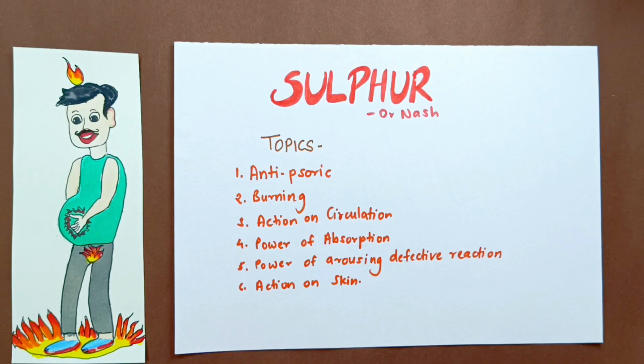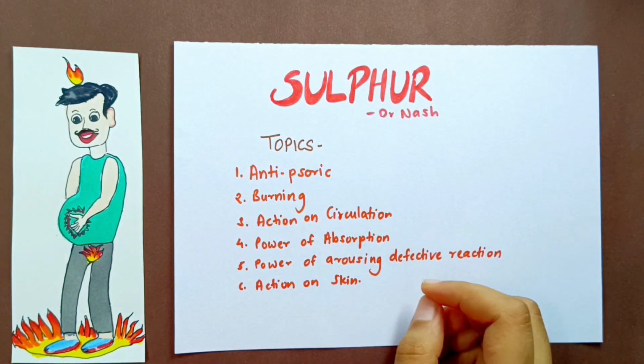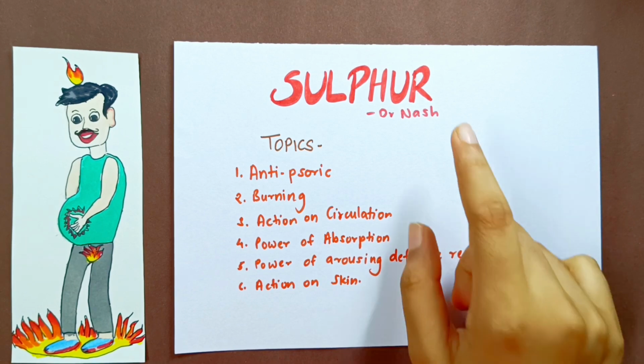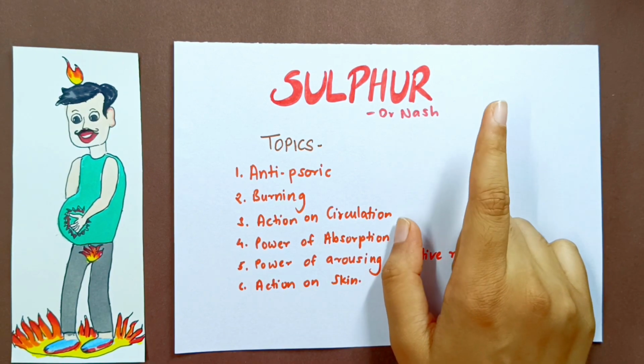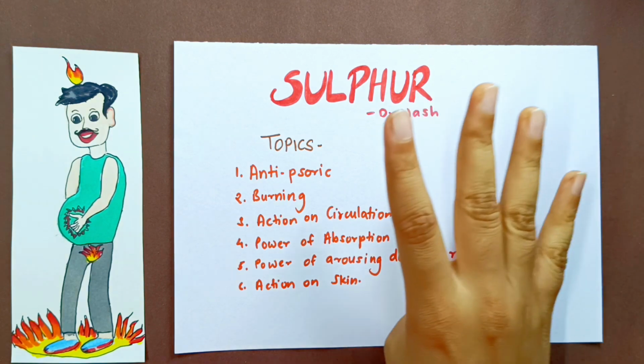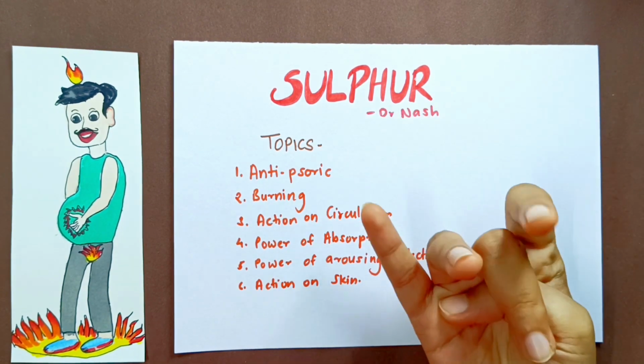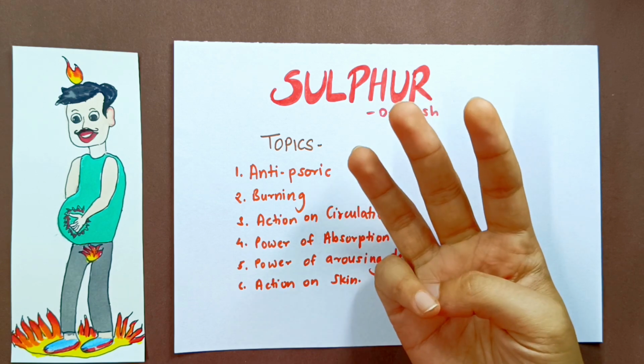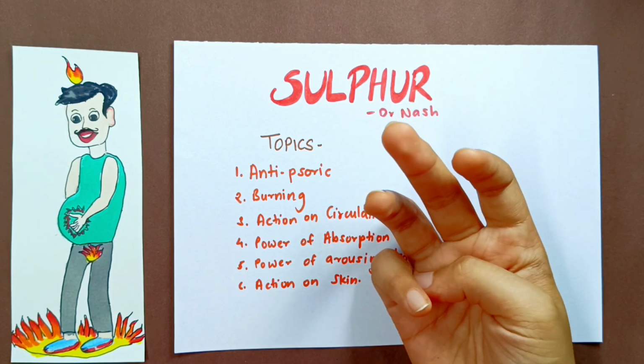Hello, Namaskar. Today we are starting with the group of anti-psoric constitutional remedies by Dr. E.B. Nash. And the first remedy that we're going to start with is sulfur. So this group actually contains four remedies, which is sulfur, Calcarea Carb, Calcarea phos, and Silica. Okay, so let's start with sulfur.